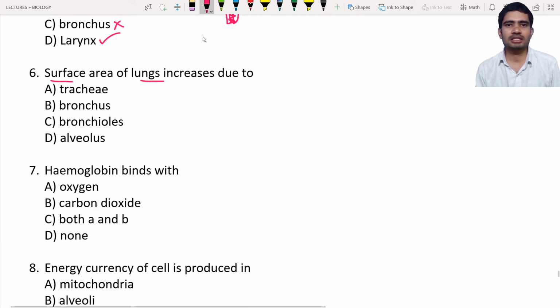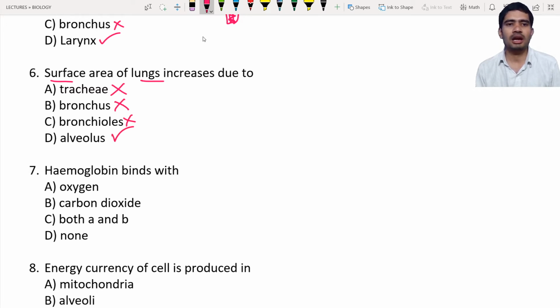Okay, next, the sixth question. The surface of the lungs is increased due to trachea? No, not at all. Most students opted for the first option, so it is not at all true. Next, the bronchus. Not at all bronchus. Next, bronchioles. Bronchioles are the branches that lead into alveoli. It is also not correct. Next, alveoli. Yes, alveoli is the correct answer.